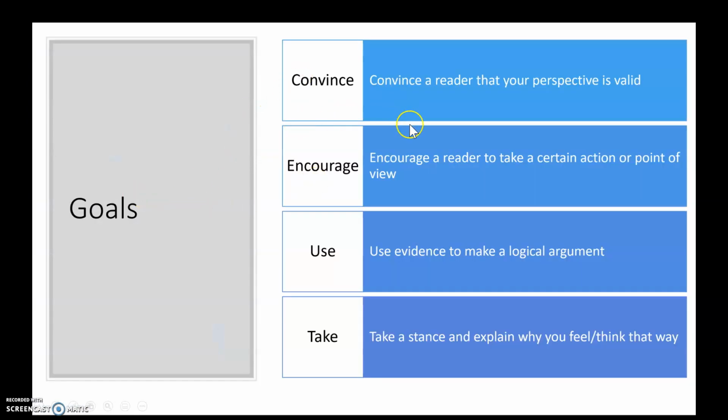So some goals for a persuasive paragraph are to convince a reader that your perspective is valid or that you're right, to encourage a reader to take a certain action or point of view, to use evidence to make a logical argument, and most importantly, to take a stance and explain why you think or feel that way. In argumentative paragraphs, which are a sibling to persuasive paragraphs, you want to pretend you're objective. In persuasives, you really don't need to do that as much. It's okay to be very clear on where you stand. And you always want to explain your thought process because that's what's going to differentiate your argument from someone else's.